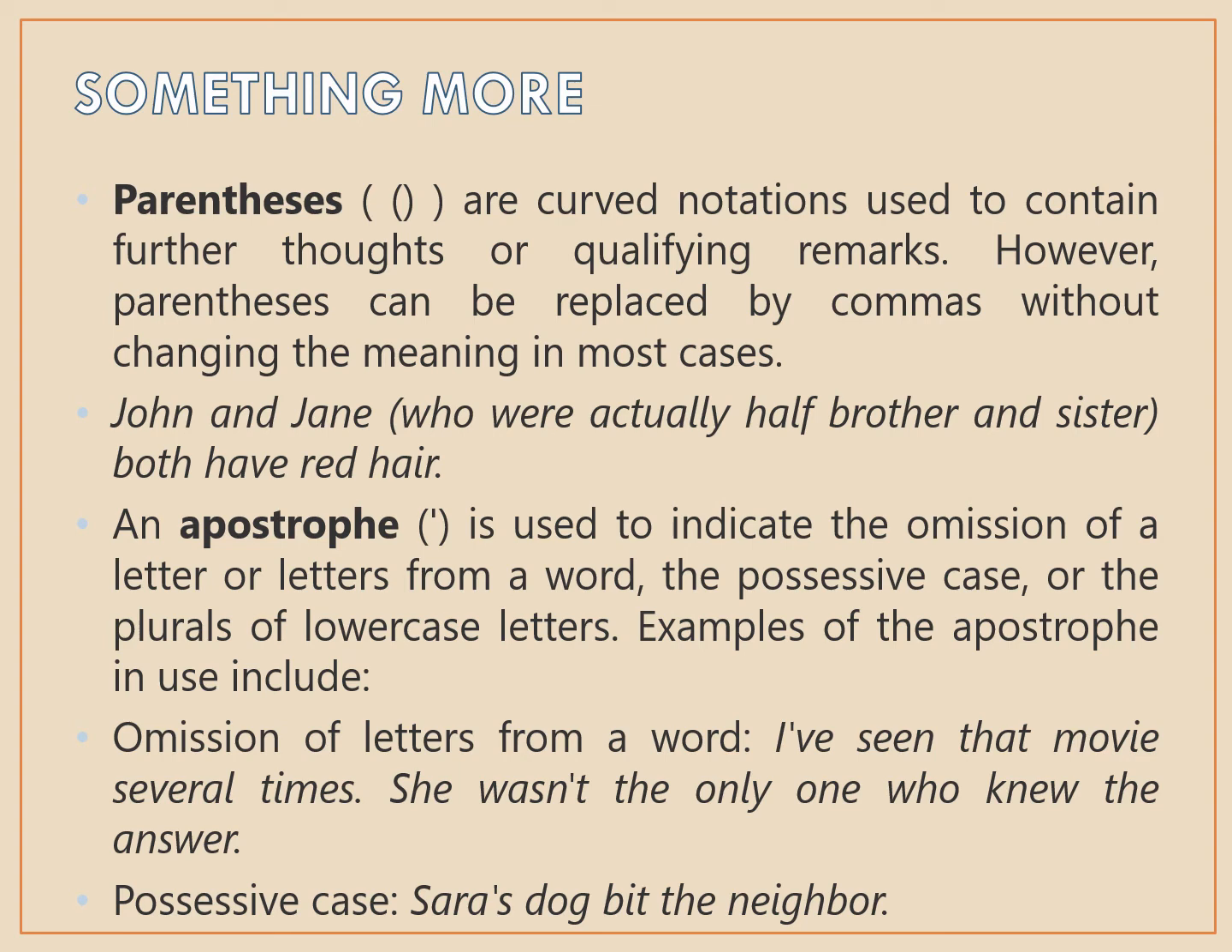An apostrophe is used to indicate the omission of a letter or letters from a word, the possessive case, or the plural of lowercase letters. Examples of the apostrophe in use include omission of letters from a word: I've seen that movie several times. She wasn't the only one who knew the answer. What about possessive cases? Sarah's dog bit the neighbor.